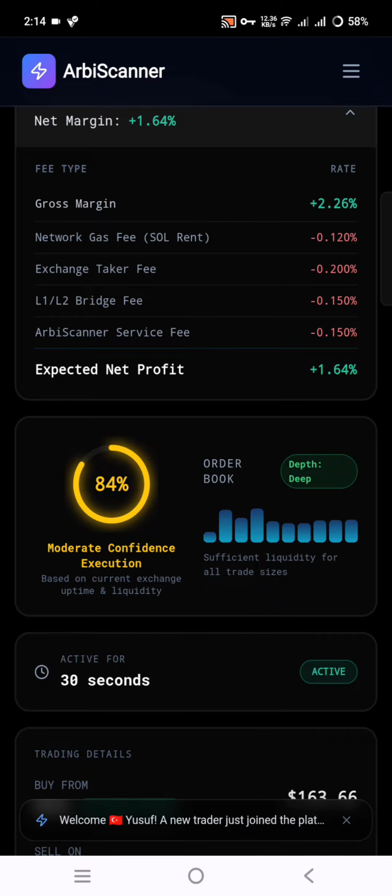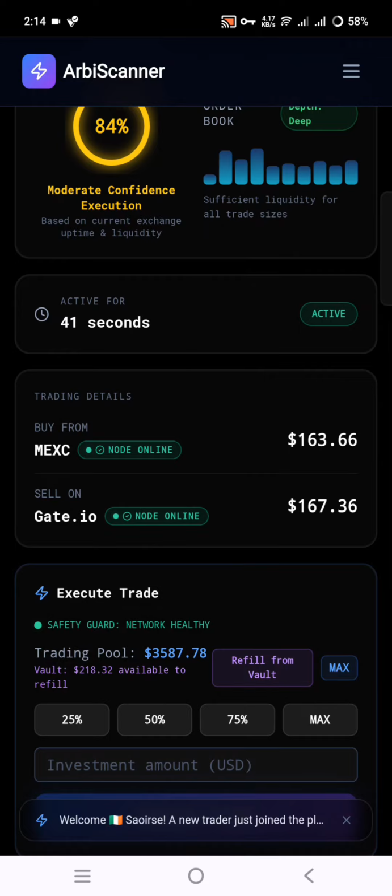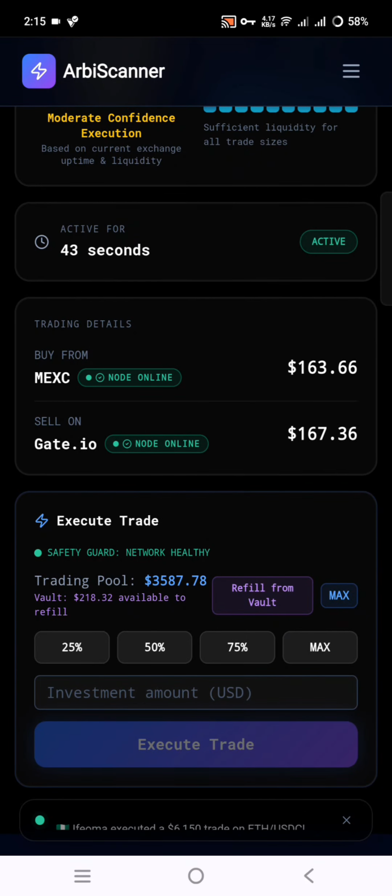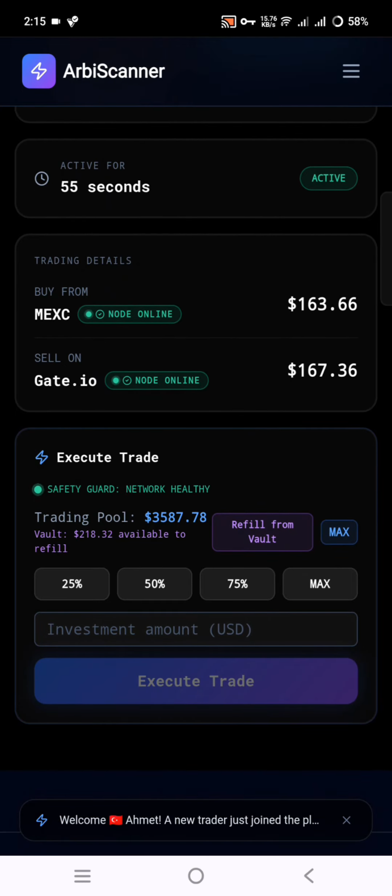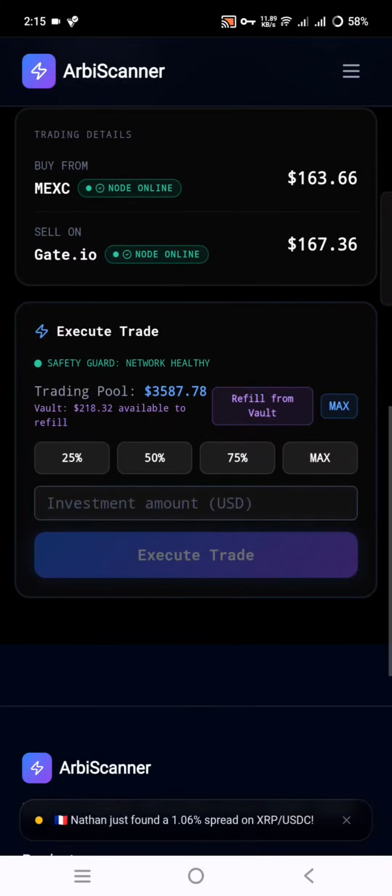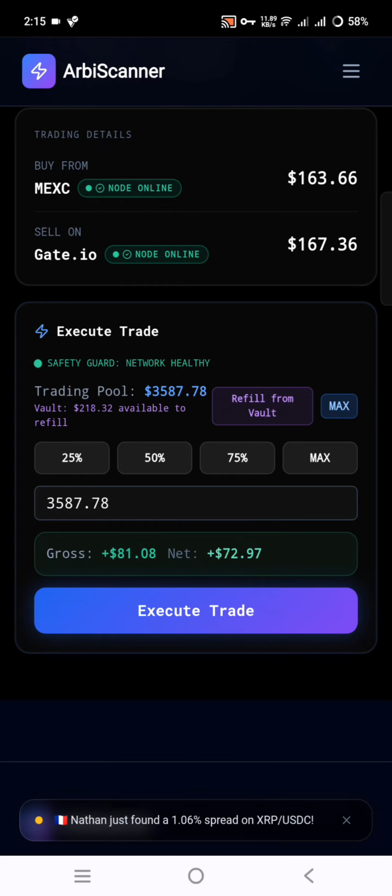You see, we have the network gas fee, that is for the Solana rent, the exchange taker fee, the Lanterns 1 and Lanterns 2 bridge fees, and the arbitrage service fees, guys. You can see all that. Now, today we are buying on Mexkey, and we're going to sell on get.io. The price on Mexkey is 163.66 USD, and we'll be selling at get.io at 167.36, guys.